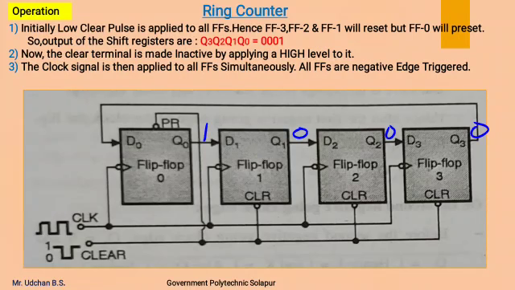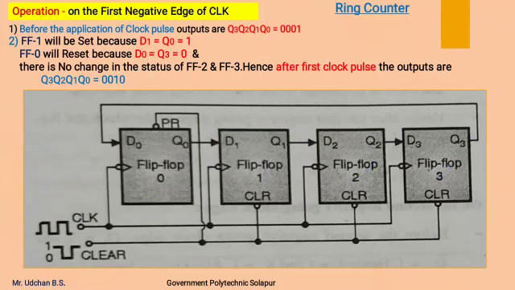Now once the outputs are set to 0, 0, 0, 1, the clear terminal is made inactive by applying a high level to it. A common clock signal is applied to all the flip-flops, by which their outputs change simultaneously, and all the D flip-flops used in the circuit are negative edge triggered D flip-flops. So now we will start with the operation. On the first negative edge of the clock, what will happen we will discuss in this slide.